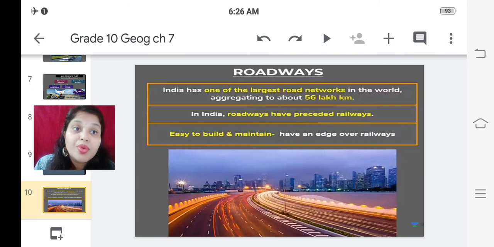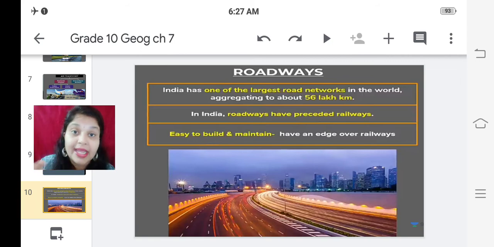In India, roadways have preceded railways. So roadways come first, then railways, and it is more convenient to travel by road instead of railway. In many ways, it is better than railways. How? We are going to deal with it afterwards. So, in India, roadways have preceded railways. Roadways are better than railways in many ways, convenient, economical. Okay, so it is better than railways. Easy to build and maintain, have an edge over railways.